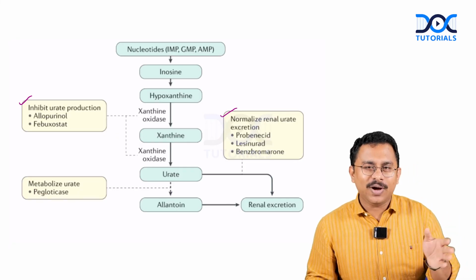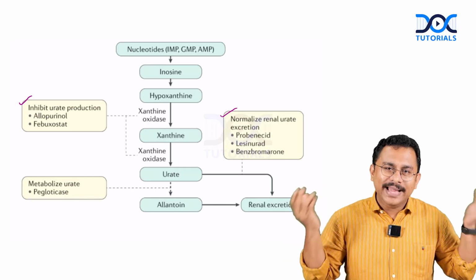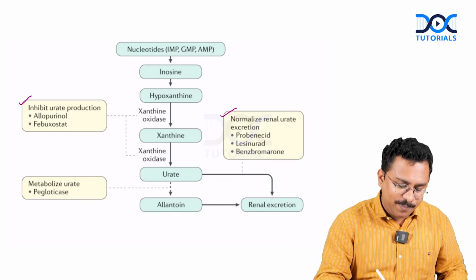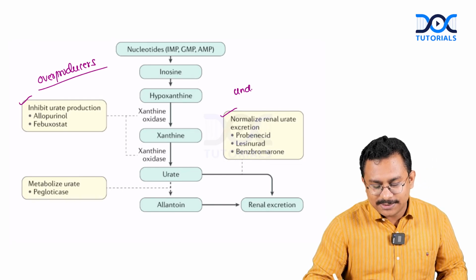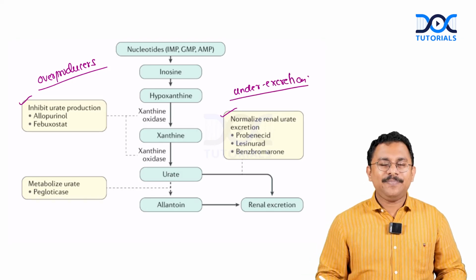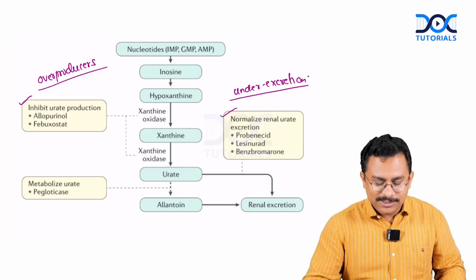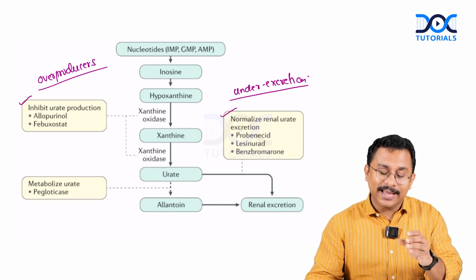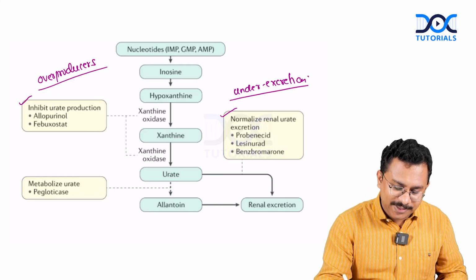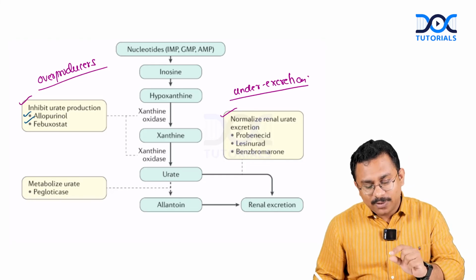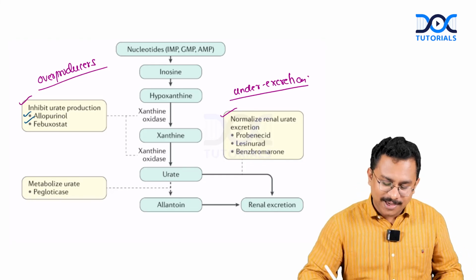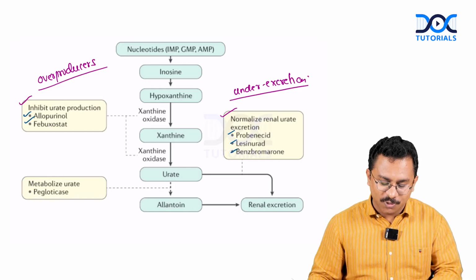Patients who have hyperuricemia may either be overproducers, meaning they have excess uric acid in the body, or they may be underexcretors, which means they are excreting less uric acid, and that's the reason why they have hyperuricemia. So what are the drugs that are going to inhibit the urate production? They are allopurinol and febuxostat. Whereas the drugs that will increase the excretion are probenecid, lesinurad and benzbromarone.